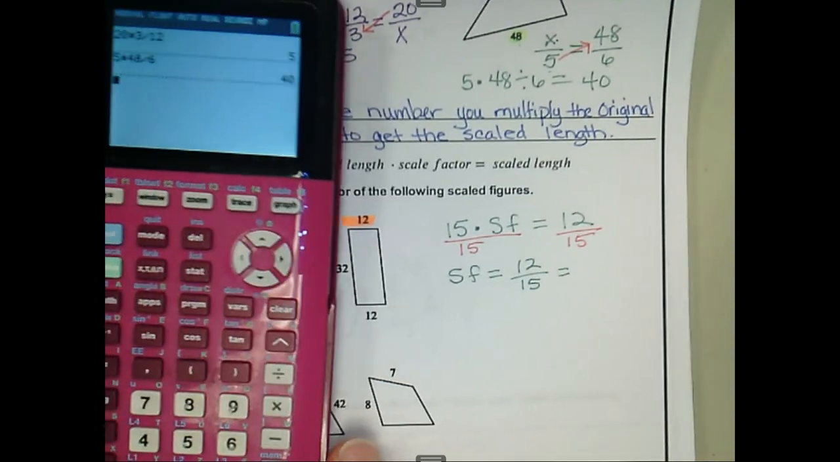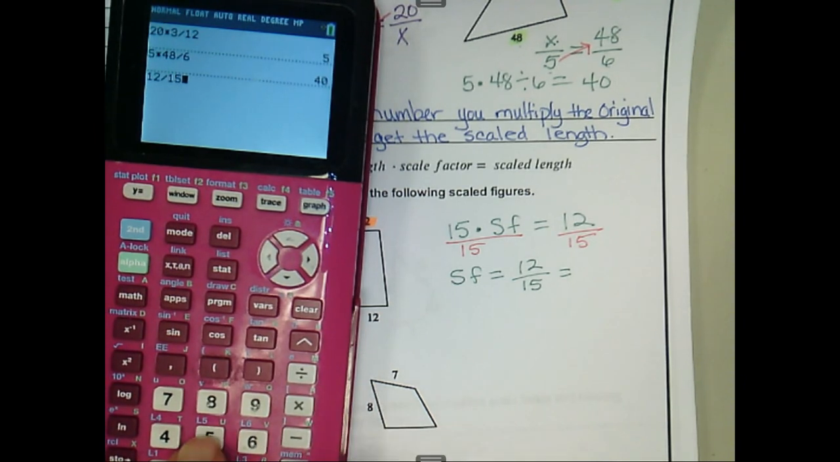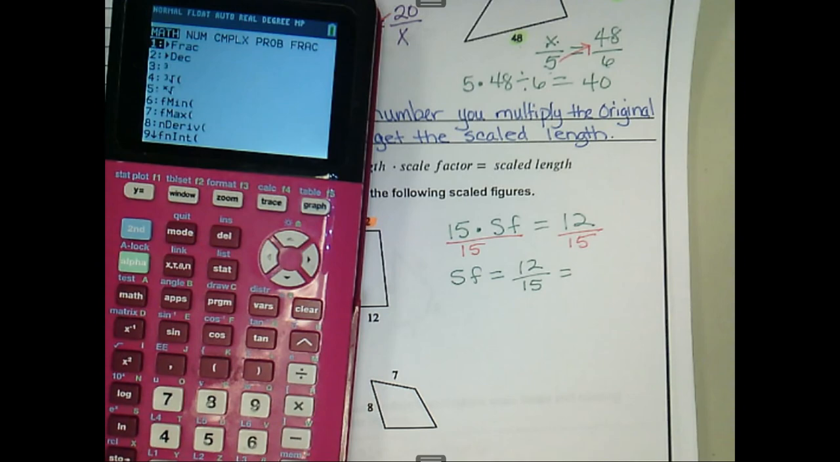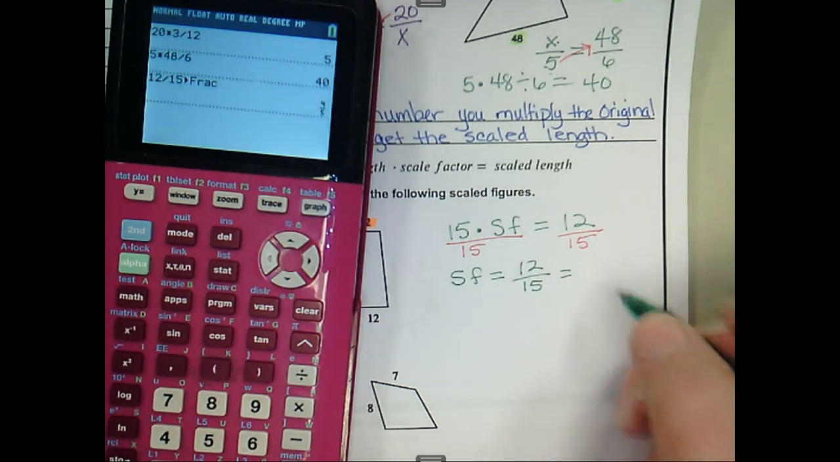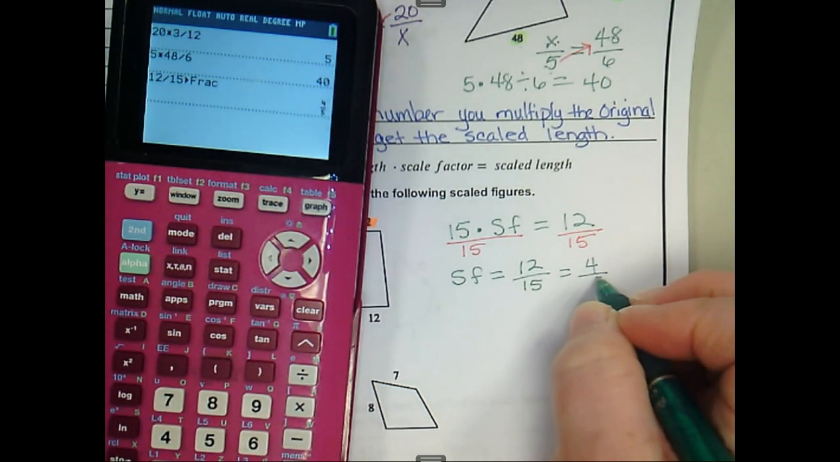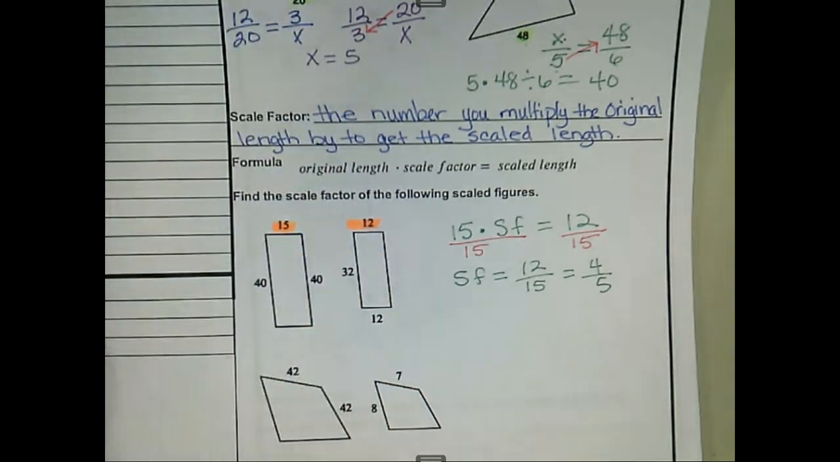Get your calculator, type in 12 divided by 15. Here's your math button. Hit your math button. You want that simplified fraction, so you hit enter. You hit enter again, and it gives you 4 over 5. So your scale factor is 4 over 5.